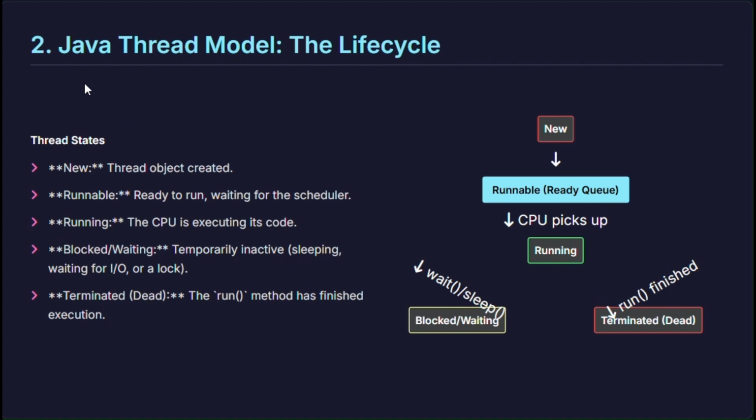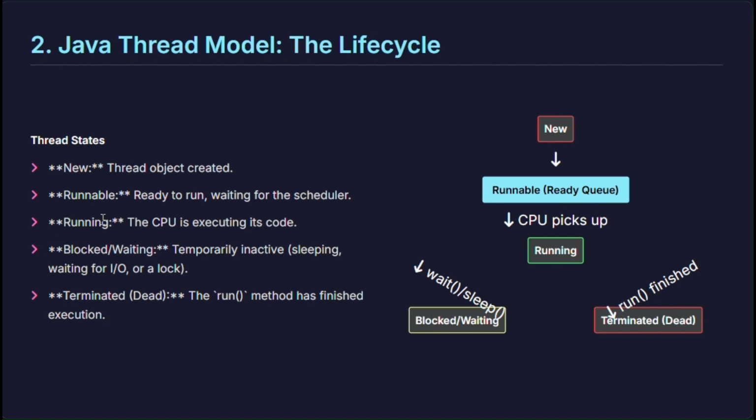To manage these threads, the JVM follows a strict life cycle, moving threads between defined states. This diagram is very crucial for understanding. Firstly, we have the new state. The thread is born, you create the thread object, but the start method hasn't been called yet. Runnable. You call the start method and the thread is now ready to run. It's waiting in the queue for the OS scheduler to give it CPU time. Running. The scheduler has picked the thread and the CPU is actively executing the run method.